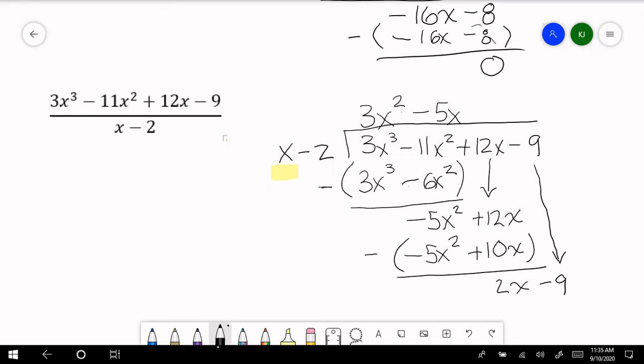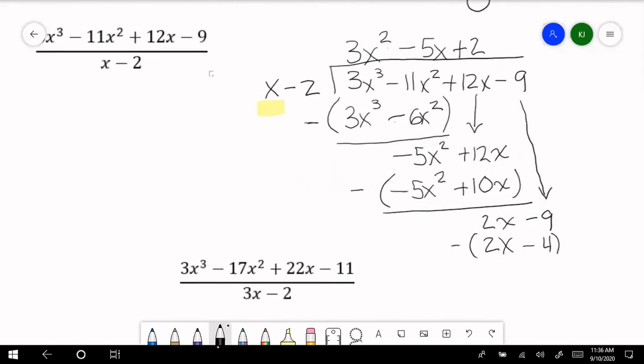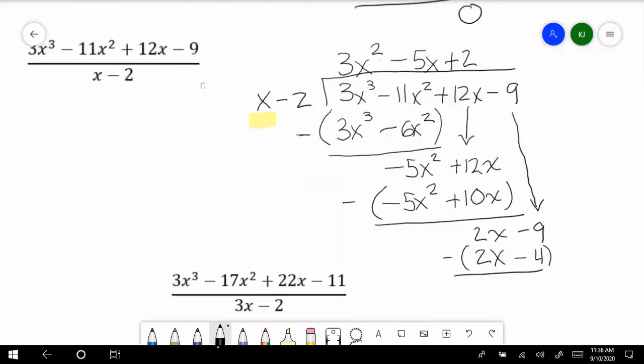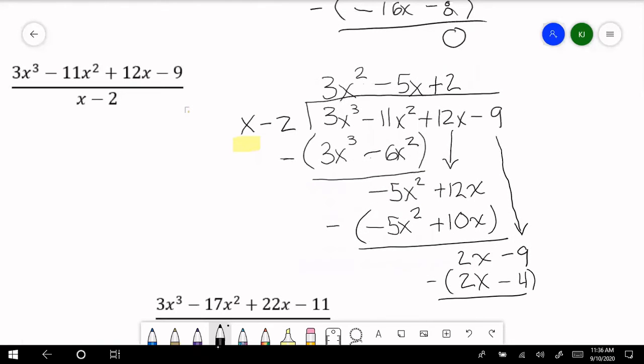What do I have to multiply x by to get 2x? 2. 2 times x, 2 times -2, and subtract. -9 minus a -4 is +4. -9 plus 4 is -5.